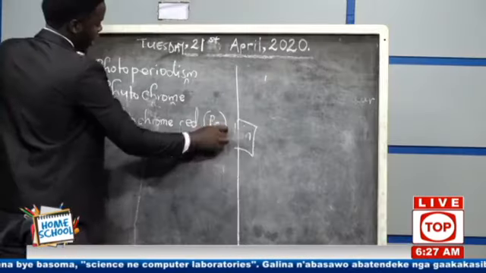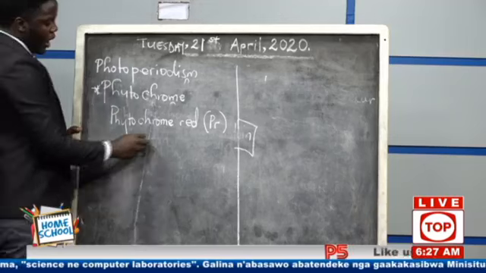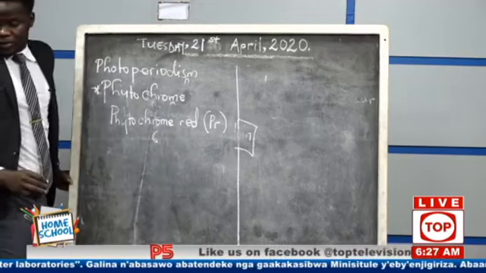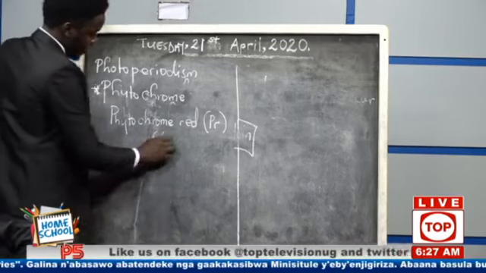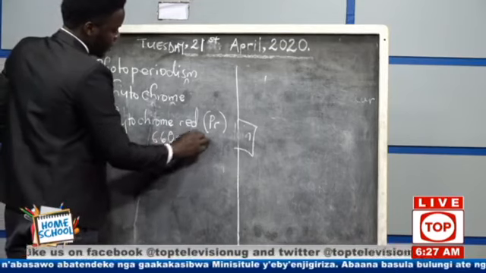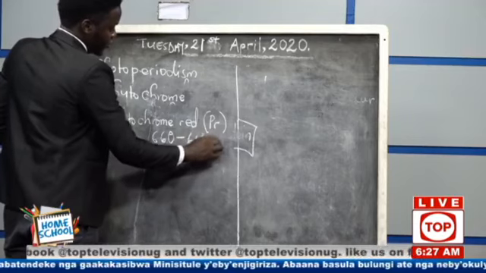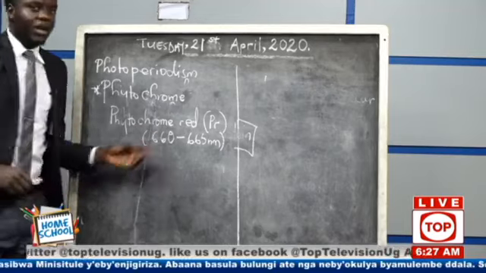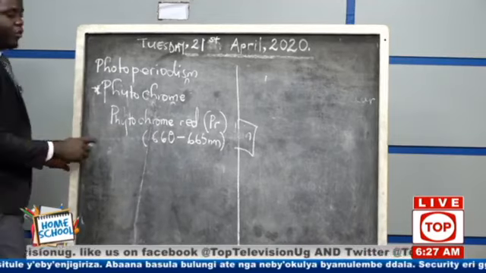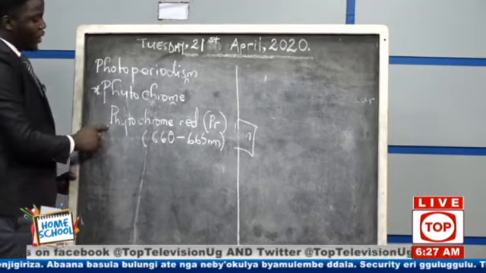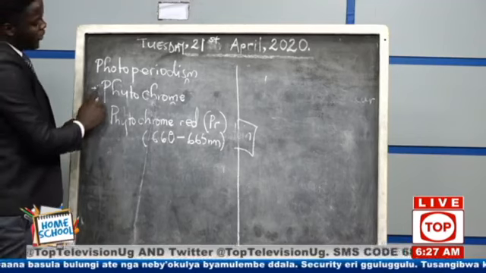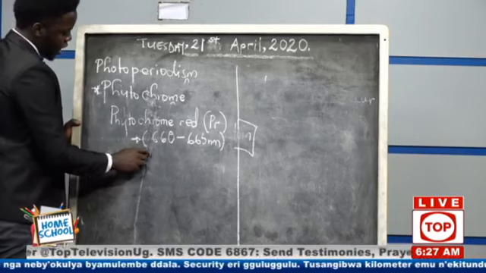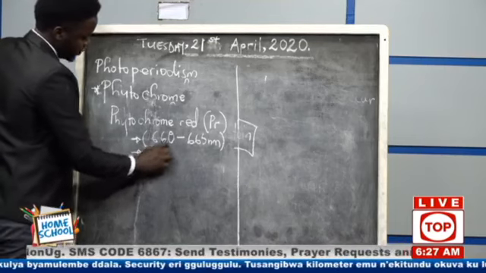Phytochrome red, commonly known as PR, absorbs light around 630 nanometers, 660 nanometers to 665 nanometers. It absorbs light within that wavelength, and this wavelength is red. So it absorbs red light.